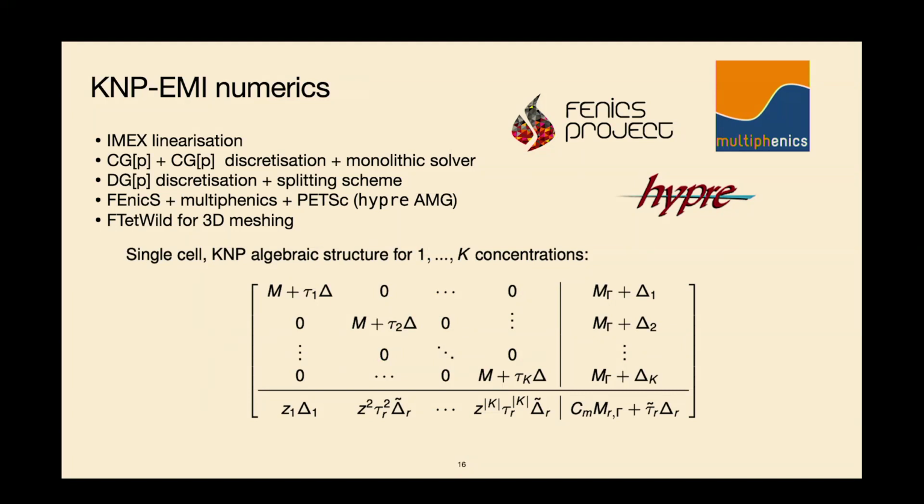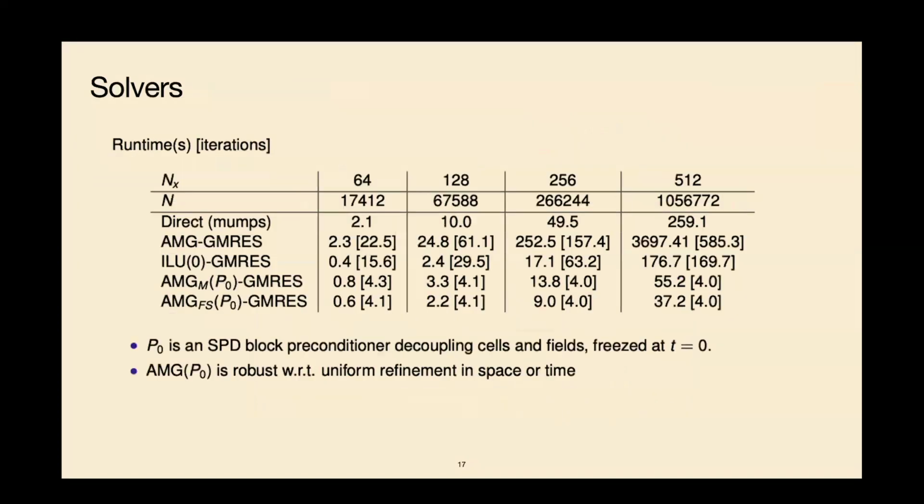You can see these are the blocks for the concentrations, and they are coupled by the potential block. This is an example of the solvers that we use. Essentially, you can see a direct solver here, and then we employ MG in a block preconditioner which decouples everything, all the cells and all the concentrations and the potentials. And this works very well.